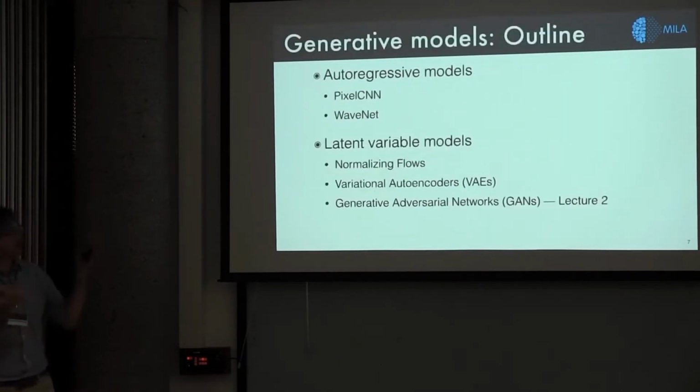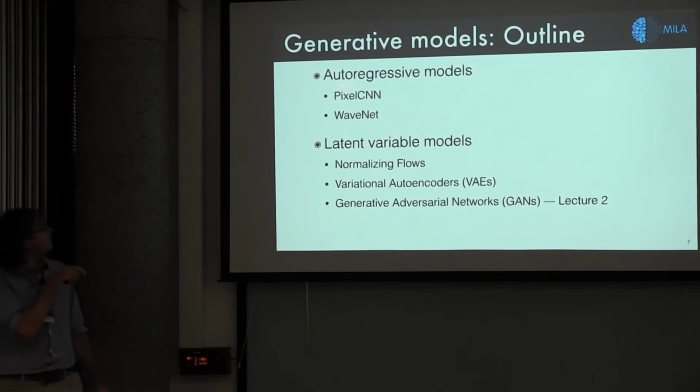All right, so this is an outline of the kinds of models I'll be talking about. I'm going to start with autoregressive models. Specifically, I'm going to be talking about pixel CNN. I'm actually going to introduce this by way of NADE. Yeah, question?